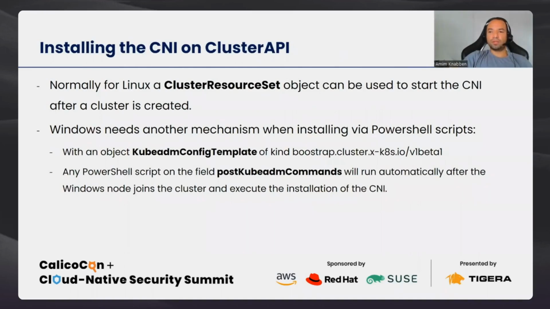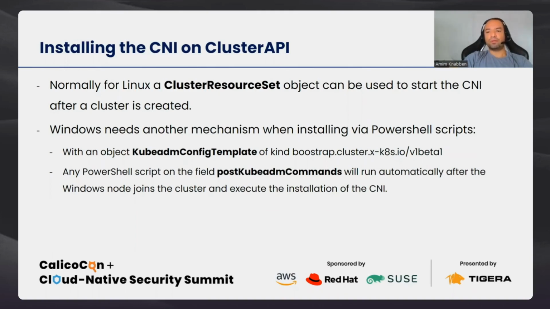Installing the CNI on Cluster API is made by changing objects and installing new objects inside the new cluster. So the cluster resource set object can be used to start the CNI after the cluster is created. This is true for Linux, where you can install HostProcess containers, CNIs, and kubeproxy. This will automatically bootstrap the CNI for you.